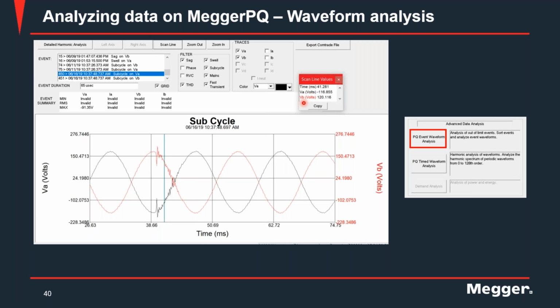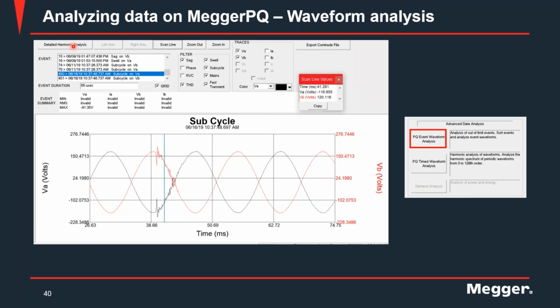So this is what the event waveform analysis screen looks like. Here you can see an option to export a ComTrade file, which has been added recently. So if you want to export any data in the ComTrade file format, so that it can be used by any protection equipment, that can be done.